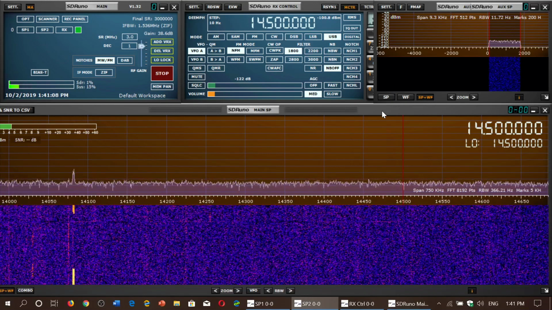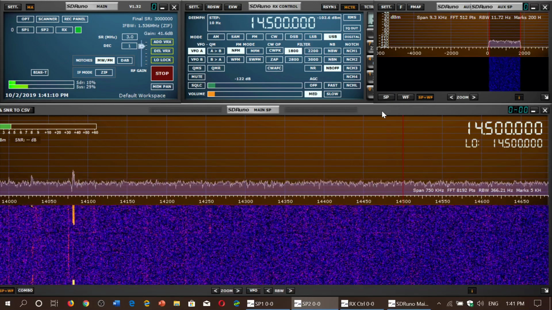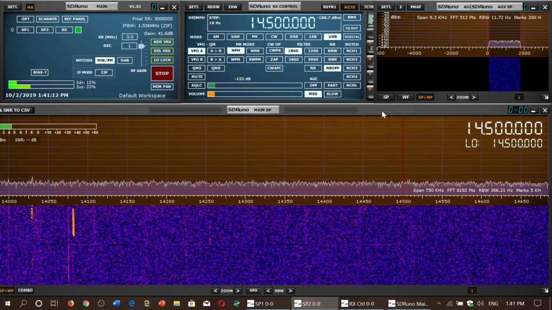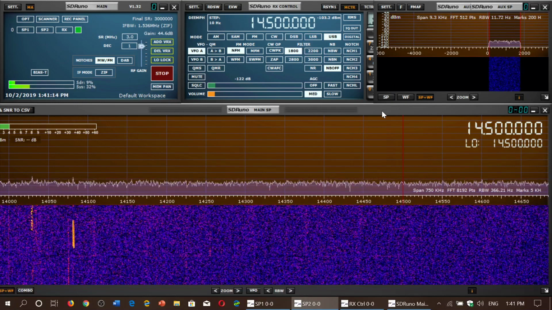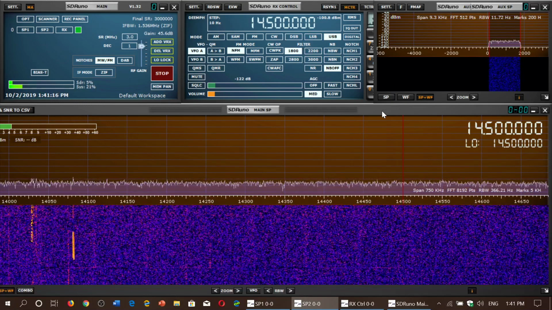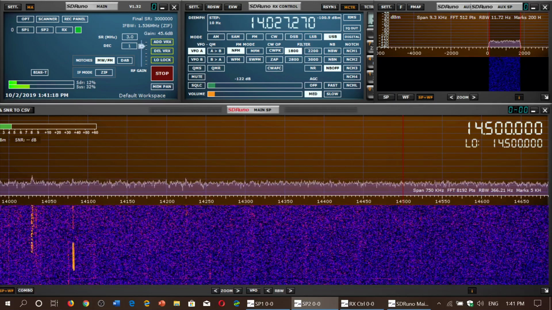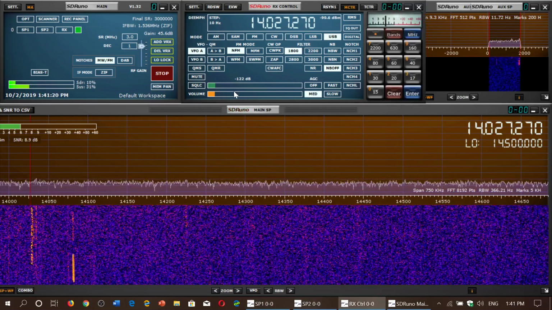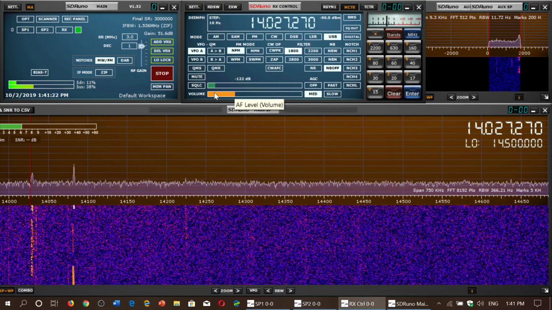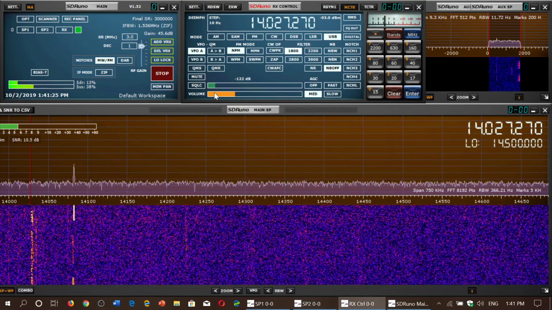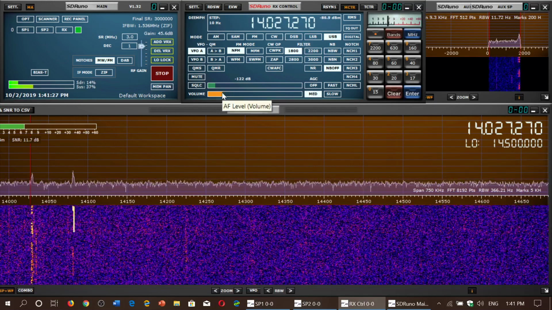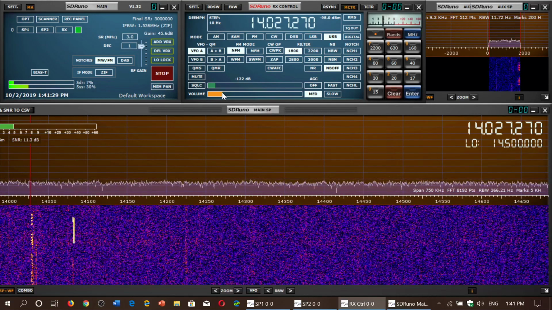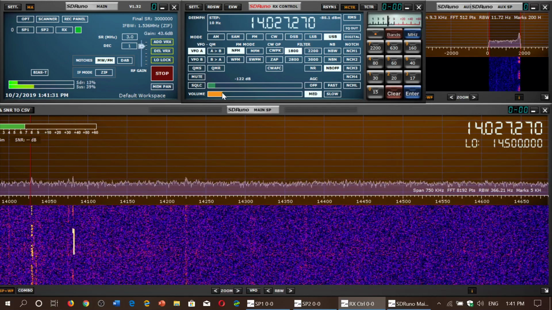It is first part of the band as usual, like 14,000 to about 14,070 is Morse code. Actually, you probably see some signals here. So here we go. This is a Morse code signal. So this is the first chunk. First chunk of the 20 meter band is populated with CW or Morse code signals.